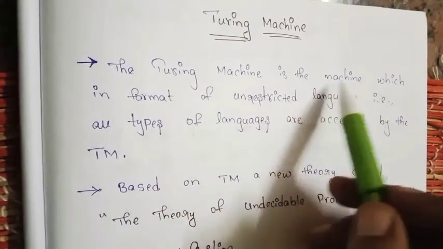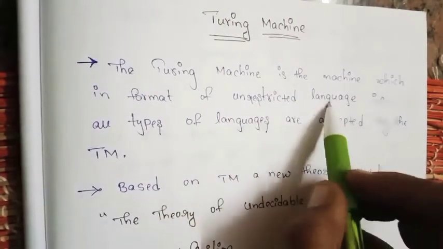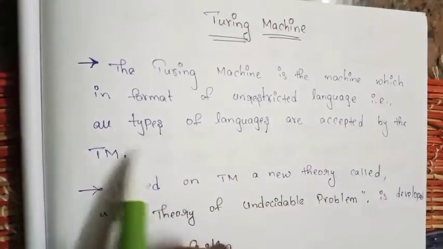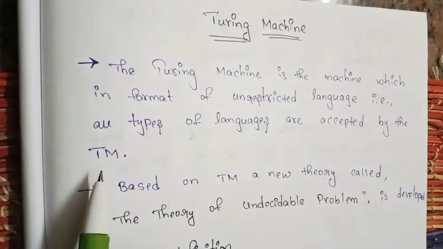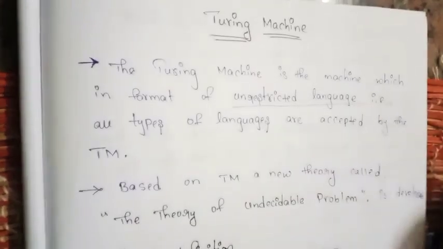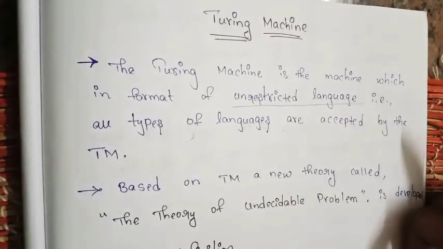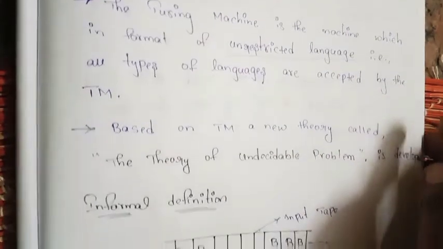The Turing Machine is a machine in the format of unrestricted language, that is, all types of languages are accepted by the Turing Machine. That means it doesn't have any particular language, guys. You can write the Turing Machine in any language, however you want. So it will allow all types of languages.